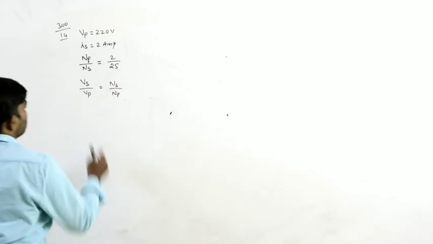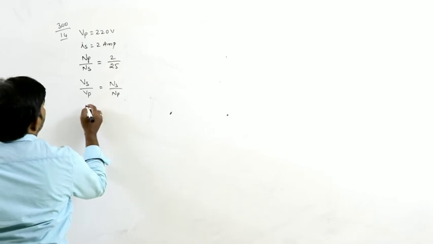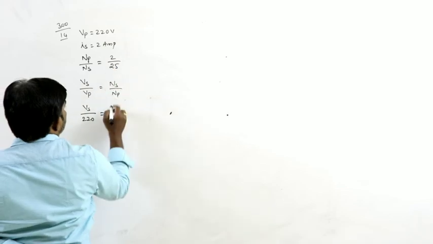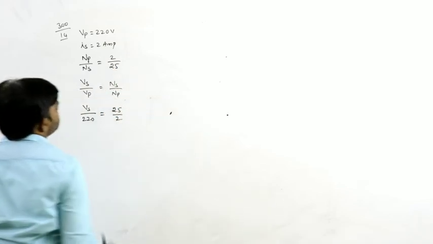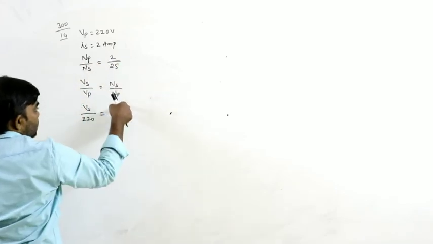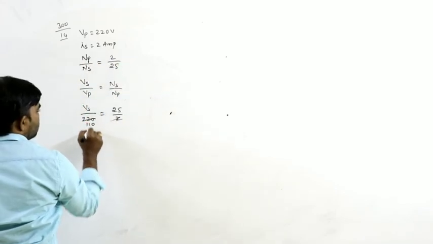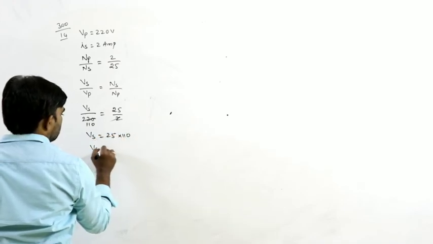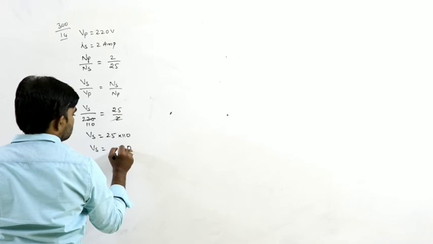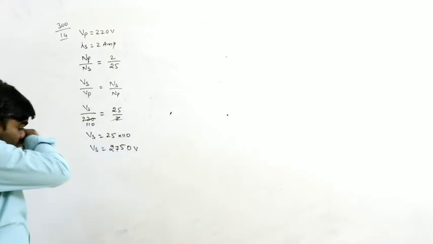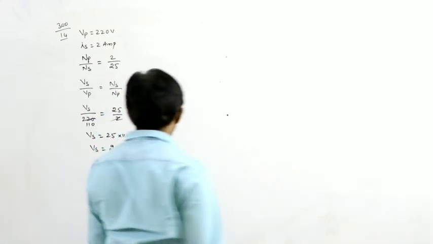So we know Vs by Vp is equal to Ns by Np, no doubt about this. This is a step up transformer. Vs, the secondary voltage, we have to calculate. V primary is 220, and Ns by Np is 25 divided by 2, since Np by Ns is 2 by 25. So Vs is equal to 25 into 110, which is 2750 volts. So the secondary potential is 2750 volts.